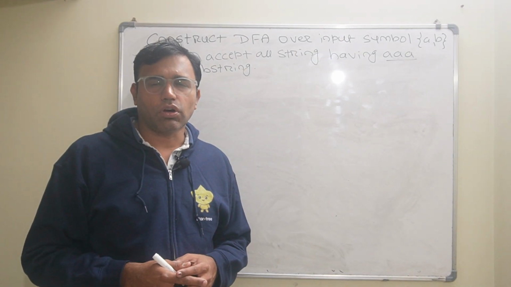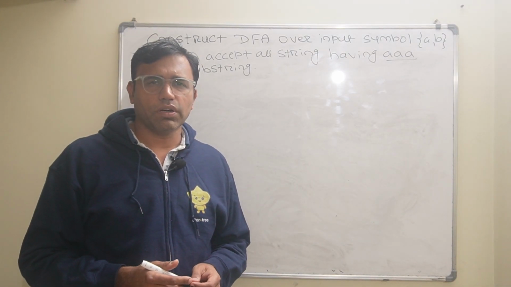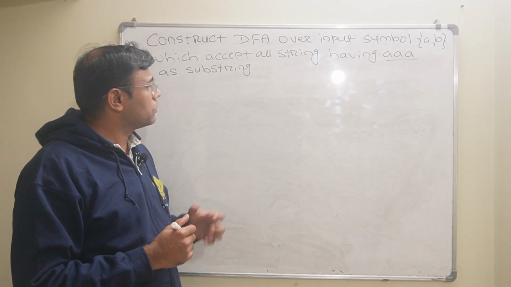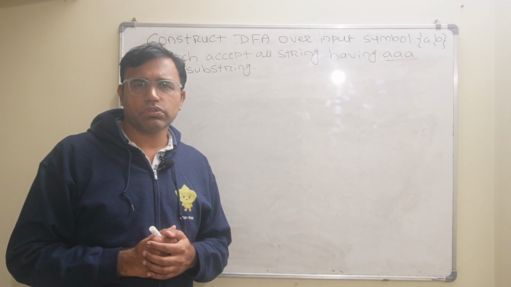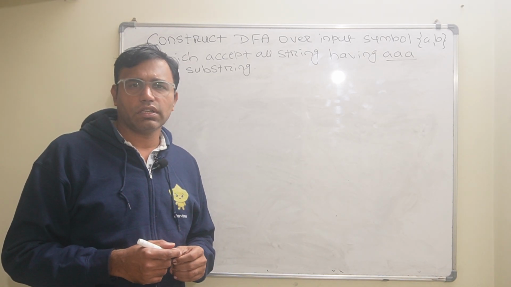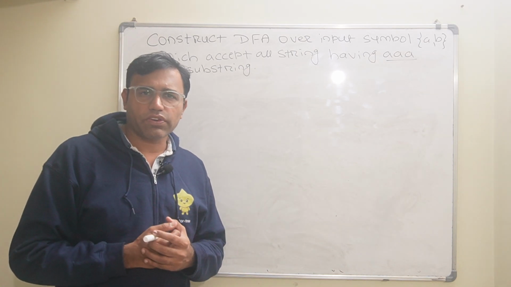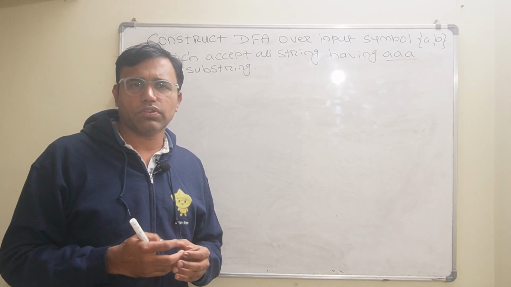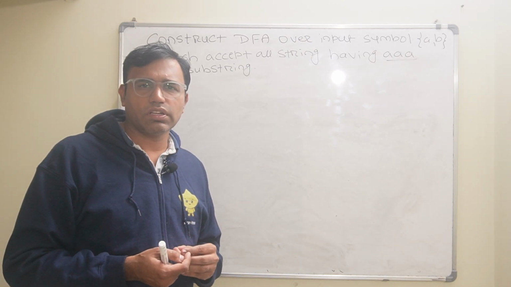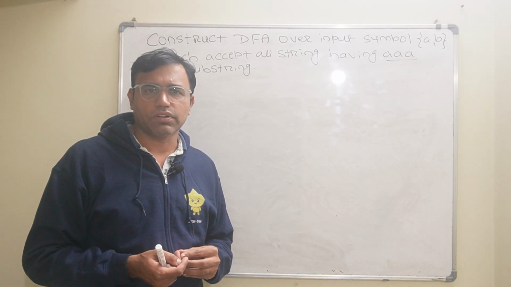Hello friends, the topic of this video is construction of DFA. So the question is we have to construct the DFA over input symbols a, b which will accept AAA as a substring, meaning the DFA accepts all the strings having AAA as a substring.